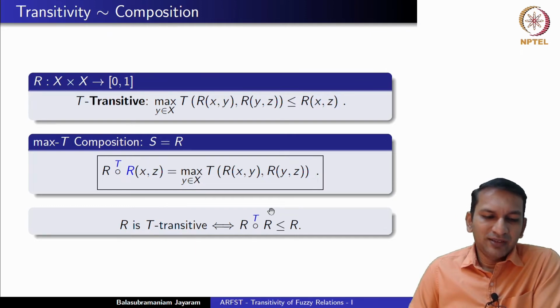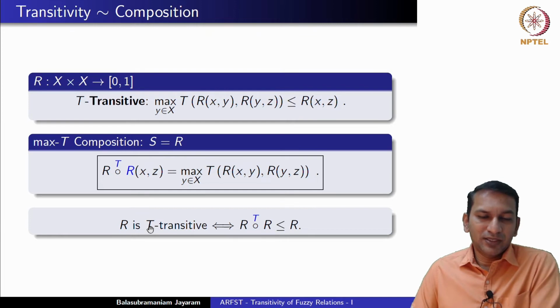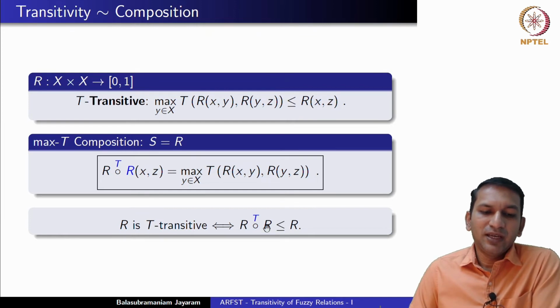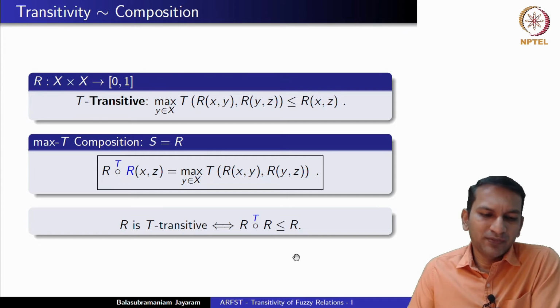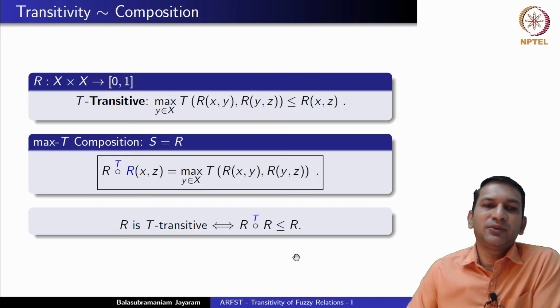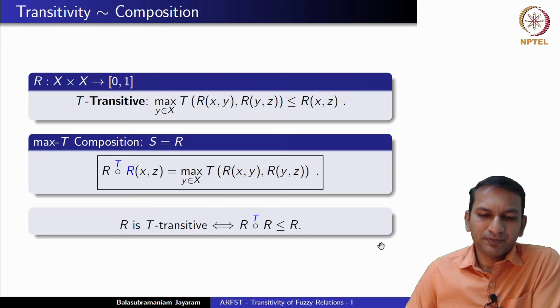So you see here, the transitivity of a fuzzy relation with respect to T is in fact related to the sub T or max T composition. Let's for the moment assume that X is only finite and so it's easy to take supremum to be maximum.